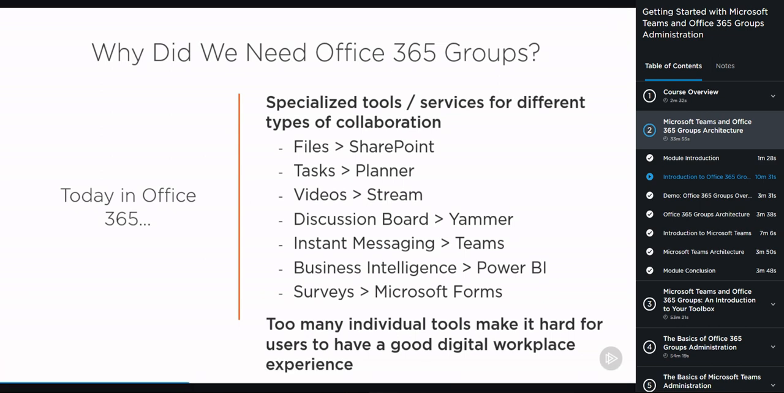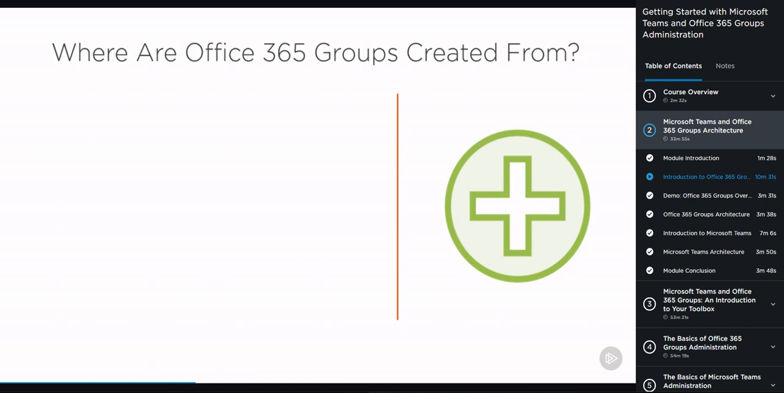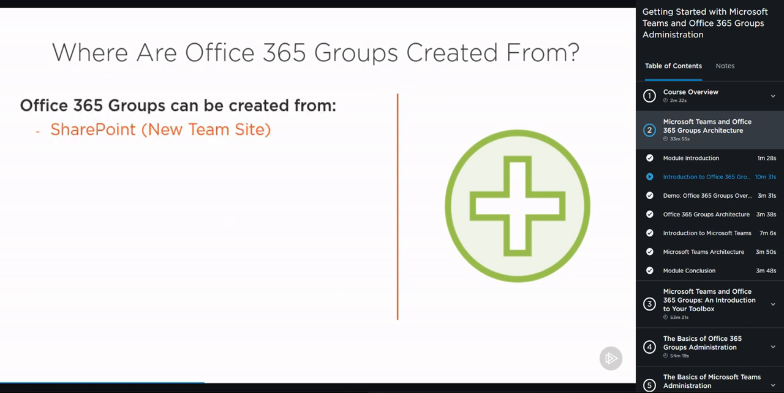Now, where can we create Office 365 groups from? You can create Office 365 groups from almost any application included, such as SharePoint with a new theme site option, from Planner with a new plan option, as well as from Yammer, Outlook, Teams, and Microsoft Stream.